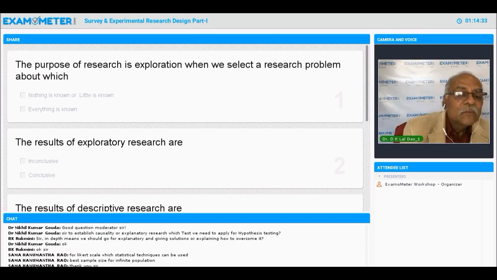Second question: results of exploratory research are inconclusive. Correct. The results of descriptive research are conclusive. Correct. You cannot generalize the findings of exploratory research. True. Correct. One of the conditions of causality is that cause precedes the effect in time. Correct. Any questions on questions?